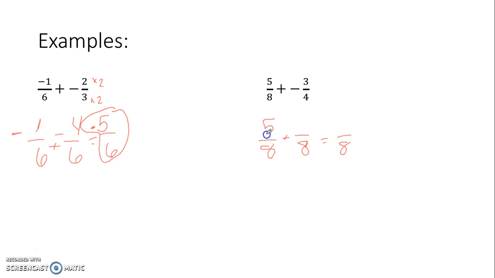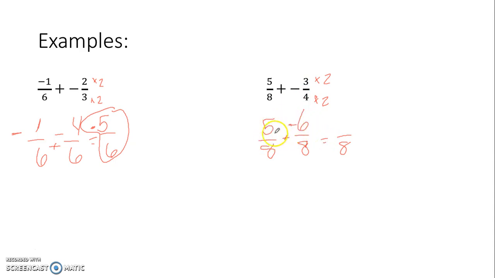So we're going to keep this one the same. 5/8 is the same because we're just bringing it right down. 4 times 2 equals 8. So that means we have to do the same thing in the numerator as we did in the denominator. So 3 times 2 is 6. Okay, so we have 5/8 plus negative 6/8.